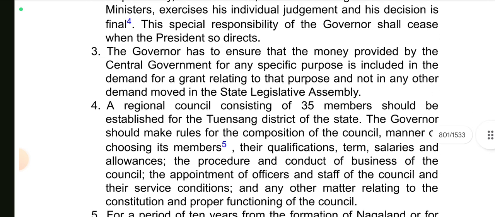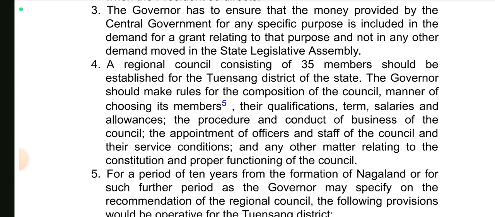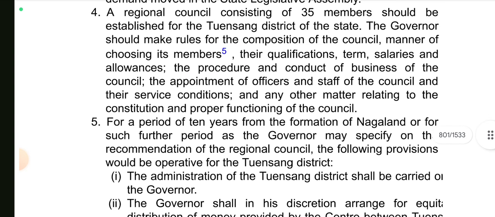The Governor has to ensure that the money provided by the central government for any specific purpose is included in the demand for a grant relating to that purpose and not in any other demand moved in the State Legislative Assembly. A regional council consisting of 35 members should be established for the Tuensang district of the state.